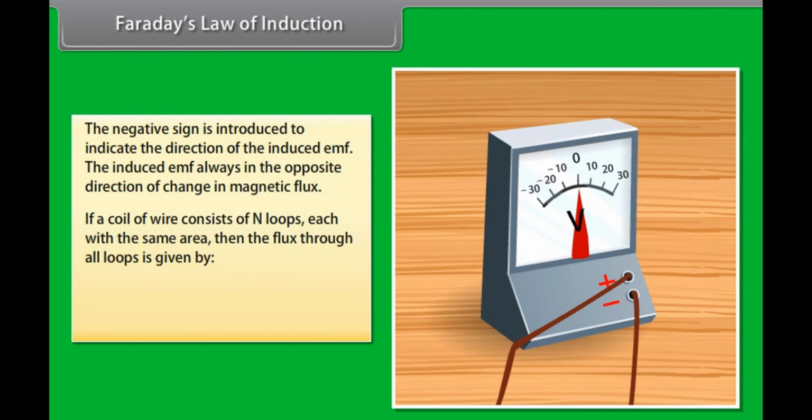If a coil of wire consists of n loops, each with the same area, then the flux through all loops is given by minus n dΦB/dt. Example. Let's take an example on Faraday's laws of induction.